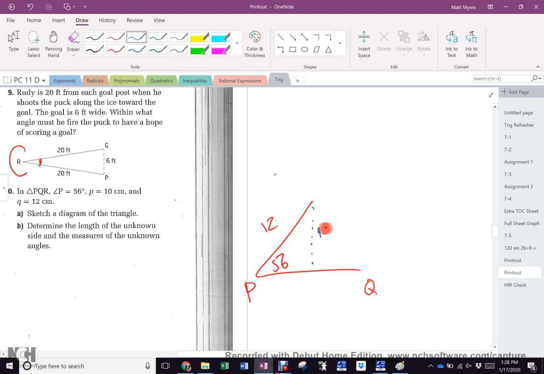9.9. This side, P, is 10. Is 10 slightly more than 9.9? So, I can be here or here. Now, I got to check that. 12 sine 56 is, yes, 9.9.